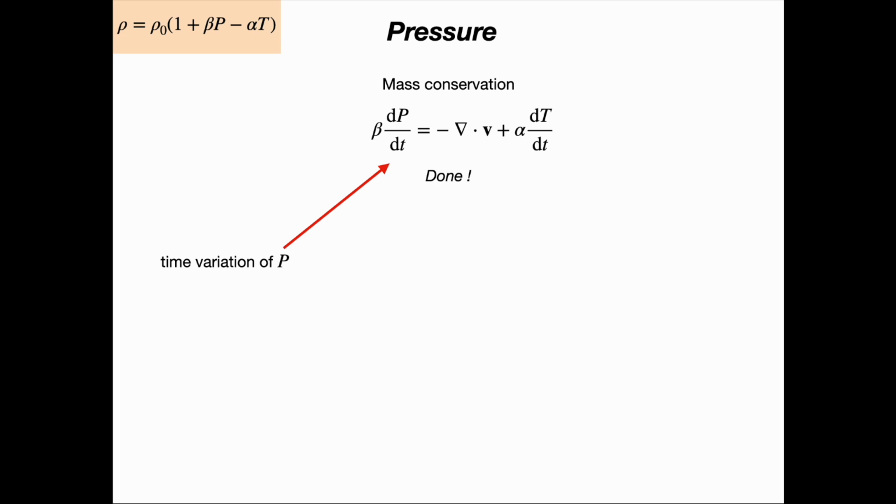So we have, on the one hand, the material derivative of P, the variation of volume via the divergence of the velocity field, and a thermal divergence term coming from the equation of state here.